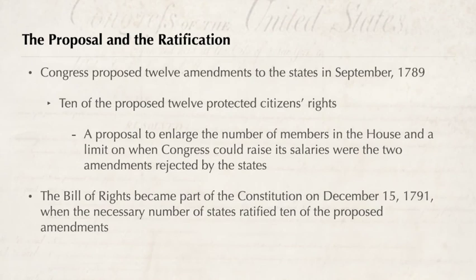Following the debates, a committee of congressmen wrote final versions of 12 amendments, including 10 that protected citizens' rights. Congress approved the amendments and proposed them to the states in September of 1789. The amendments were welcomed by people who had not trusted the new government. Only two failed to gain enough support: proposals to enlarge the size of the House and to limit when Congress might raise its salary. By December 15, 1791, the states had ratified 10 amendments protecting citizens' rights. The Bill of Rights had become part of the Constitution.